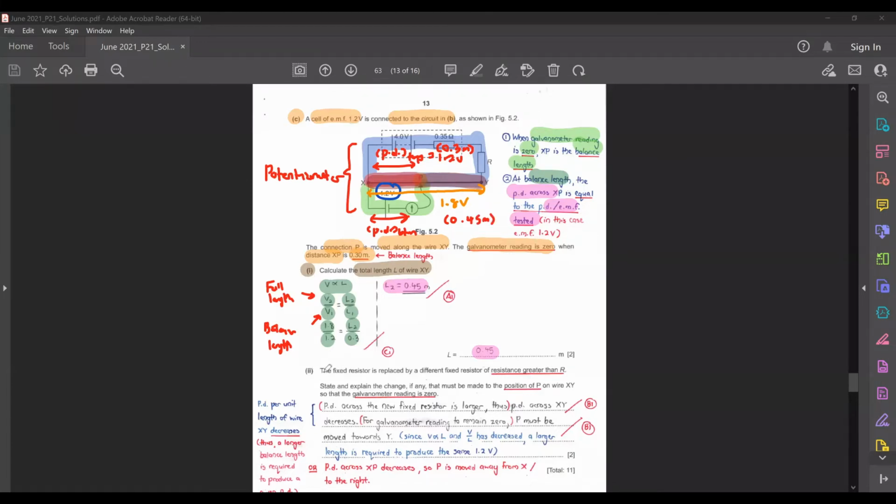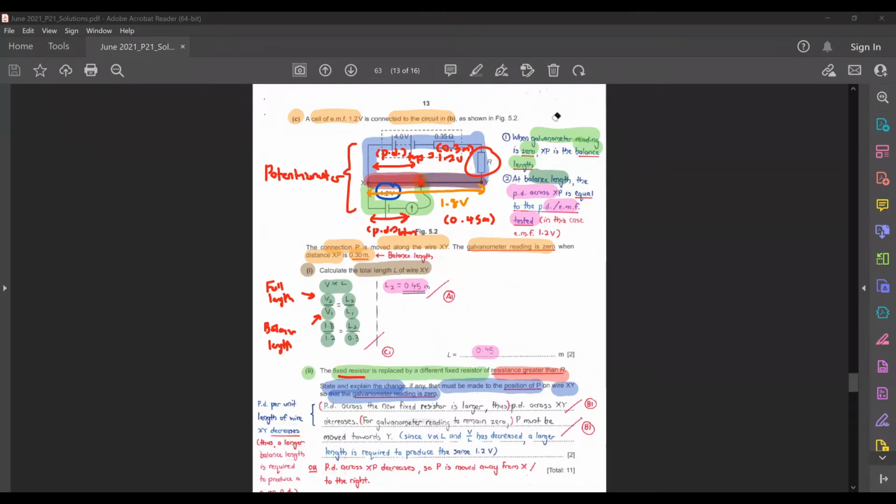If you then move on to part 2, they mentioned that the fixed resistor is replaced by a different fixed resistor of resistance greater than R. So the fixed resistor that they are referring to here is actually this one. Okay. So from there, they then mention, state and explain the change, if any, that must be made to position P on wire XY so that the galvanometer reading is 0. All right. So what should happen to position P here?